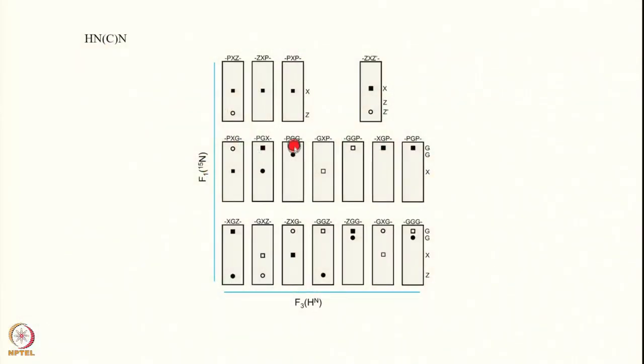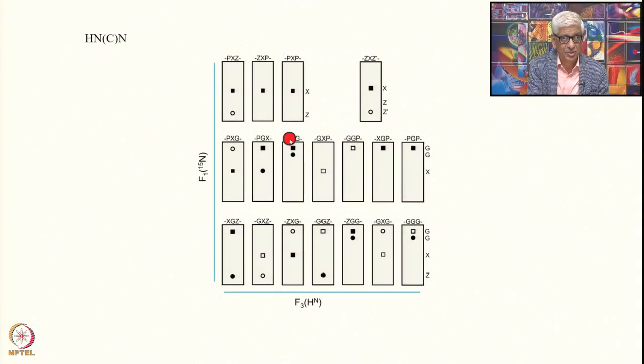Notice this positive here, very unique, this positive for a PGG sequence, and for an XGZ sequence also we see positive here. If you have glycine in the middle and you have X and Z, again you have positive, but if glycine is in the i minus 1 position, you have negative.